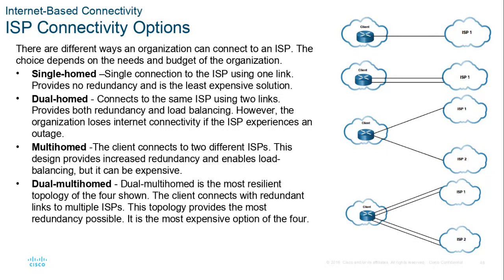Multi-home is connecting to two separate ISPs. And dual multi-home is two wires to each of two separate ISPs. So any one wire cable can be cut, any one ISP can fail. It's more expensive, but we have more guaranteed connectivity.